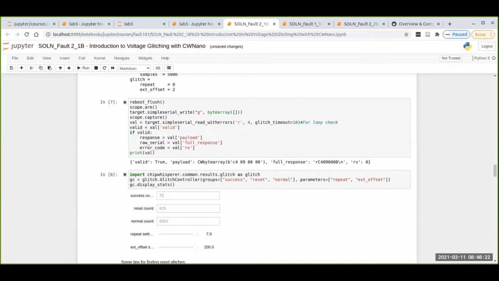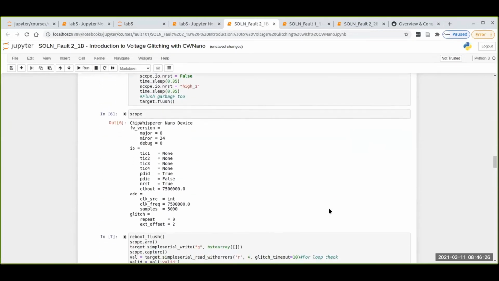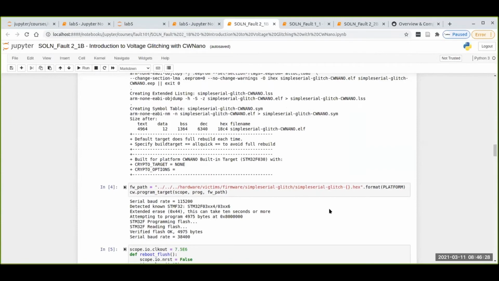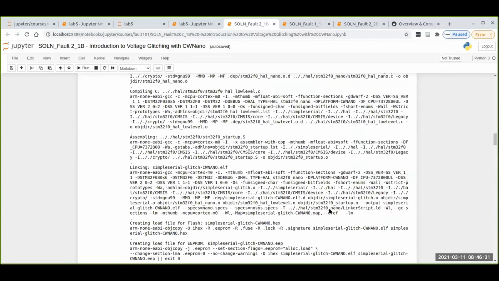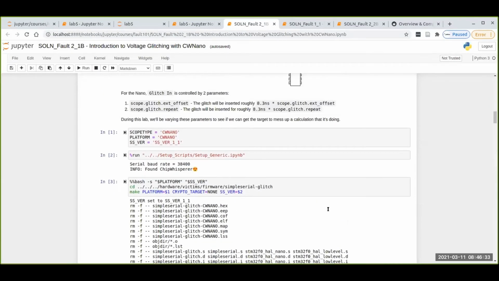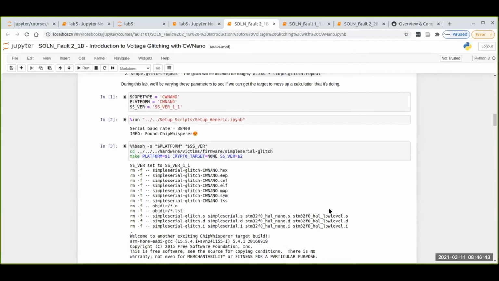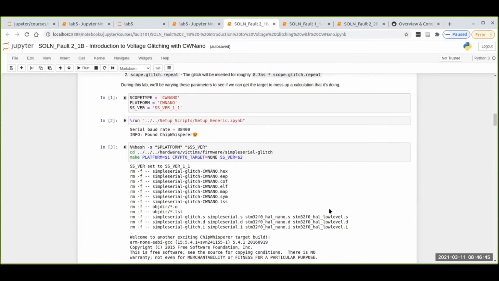So, here is the code that I have for Chip Whisperer Nano, the glitch, introduction to voltage glitching. So this is the working solution. Did somebody say that there was something that wasn't working in this particular area?